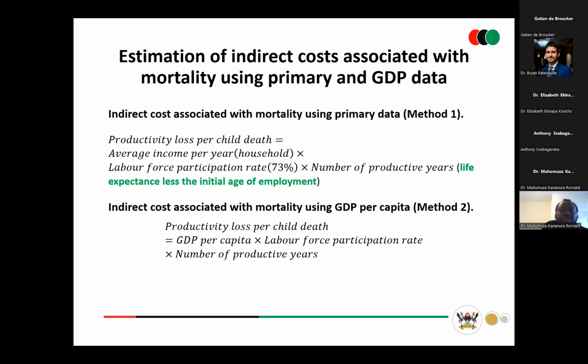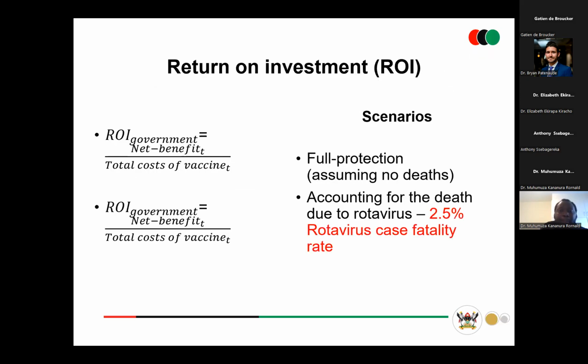And to do this, we consider the average income per year for the household, but for the GDP method, we use GDP per capita, and then also consider the labor force participation rate, which is estimated at 75% in Uganda, and then also the number of activity years, which is estimated through life expectancy less the initial age of employment, which I think in Uganda is 15 years.